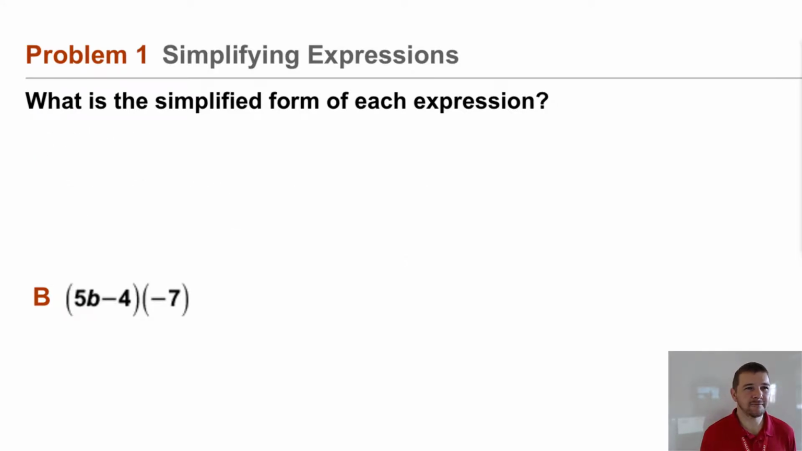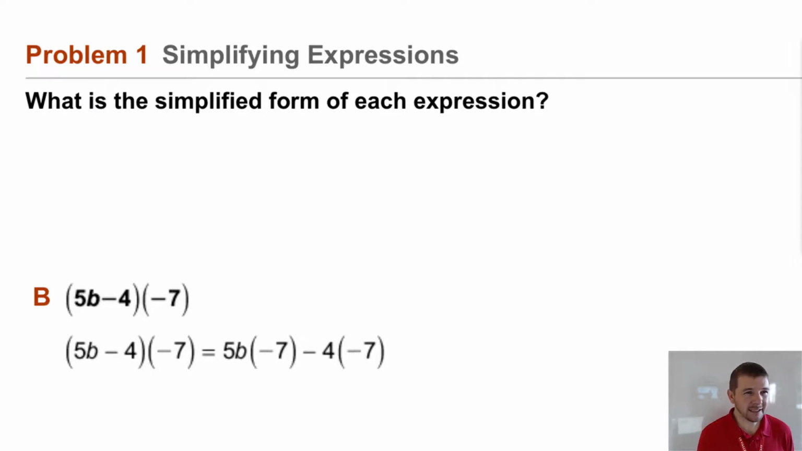And part B, 5b minus 4, in parentheses, times negative 7. And here we're using parentheses just to help that negative sign stand out, and so we don't think that we're subtracting. But just the same, it's multiplication. And so we'll distribute the negative 7 to both terms in parentheses. Negative 7 times 5b can be written as 5b times negative 7 minus 4 times negative 7. Being extra careful here with our negative signs. 5b times negative 7 is negative 35b. And negative 4, or minus 4, times negative 7 results in plus 28.